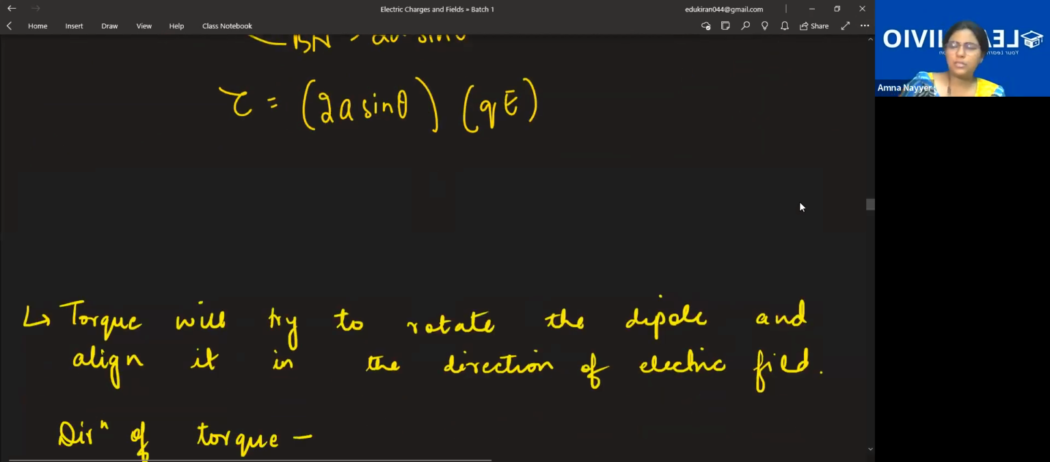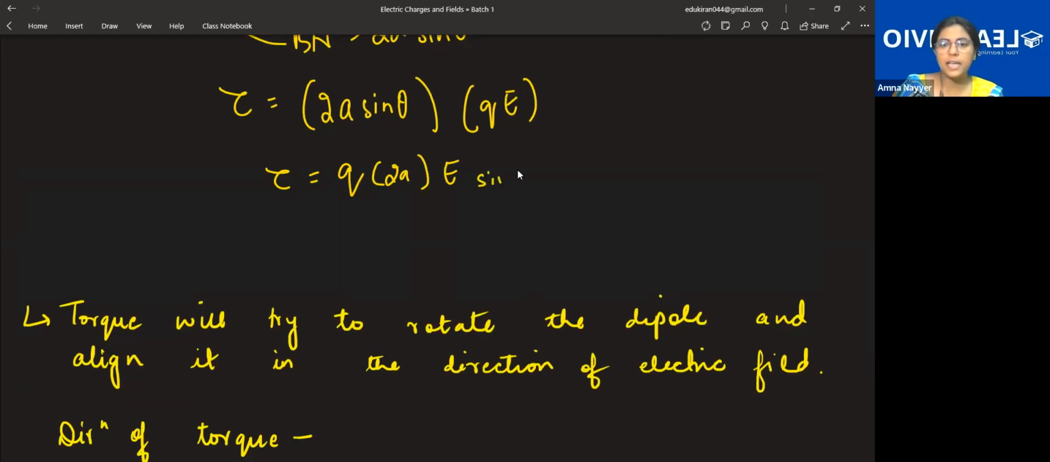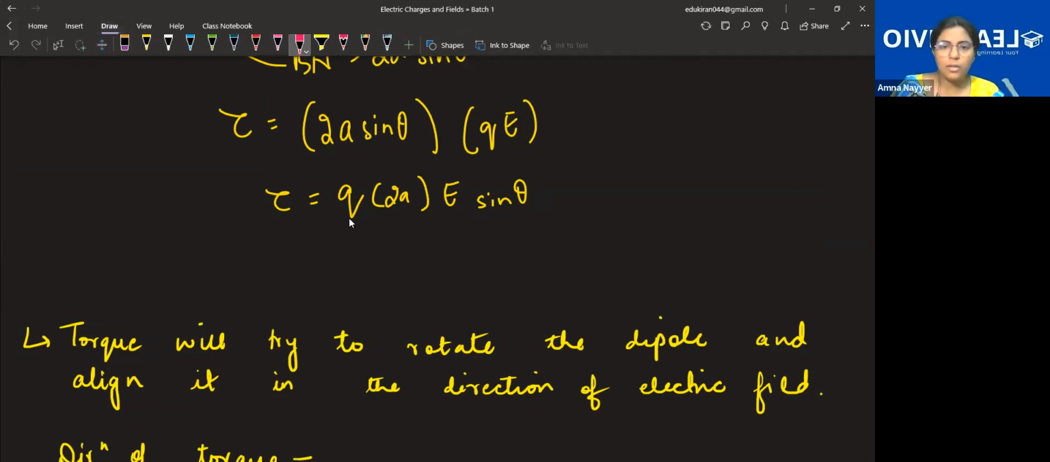But we'll try to just interchange the terms so as to make it a little bit familiar to us. If I interchange, this is Q, this is 2A, this is E, this is sine theta. No difference. I can interchange the terms always. 2 into 3, I can write it as 3 into 2. Same thing. Can anyone now tell me what this is? Dipole moment. Dipole, P. Very good. This is P. So you have torque as P E sine theta.